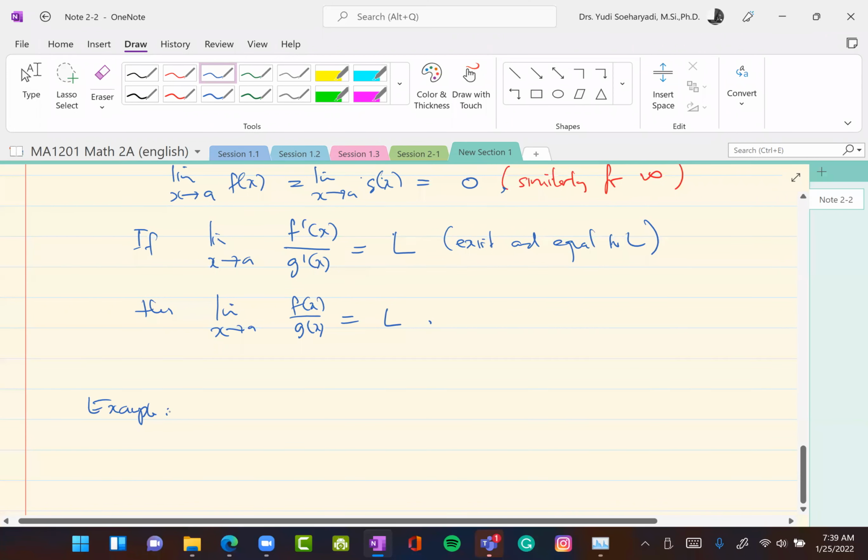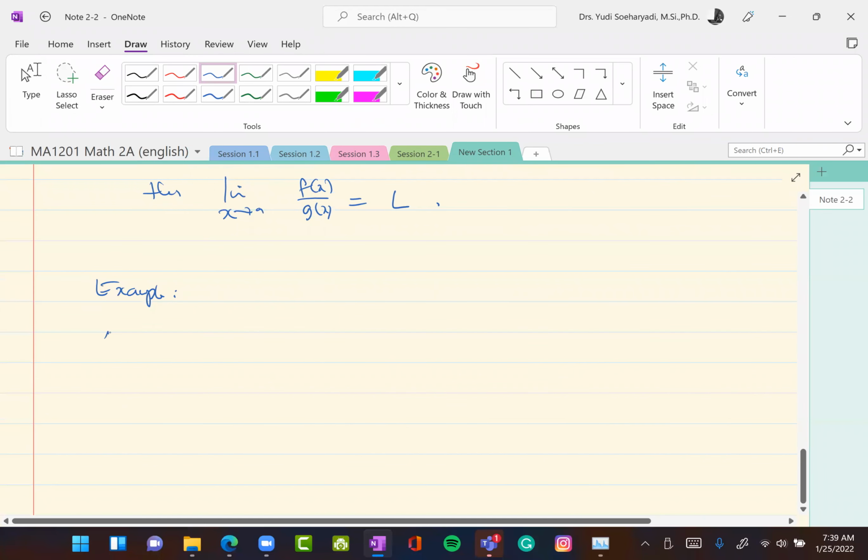So example. Okay. So this is the thing that we know what to do. Okay. So just a note here, from the beginning we know that this limit is... hey, you remember this one? What is the limit for this one?